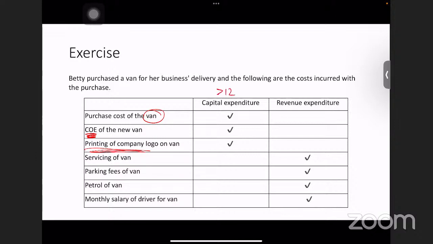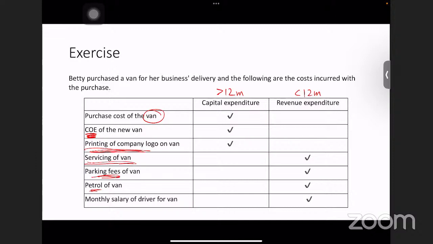So this one is more than 12 months, and that one is less than 12 months. Whenever you are unsure, you ask yourself, can this thing last me more than 12 months? If yes, it's a capital. If no, then revenue expenditure. Next, servicing of a van. Do I need to do it regularly? Yes, right? So the benefit doesn't last me more than 12 months. So revenue. Parking and petrol, I think quite straightforward. They definitely cannot last us for more than 12 months. So these are all under revenue.